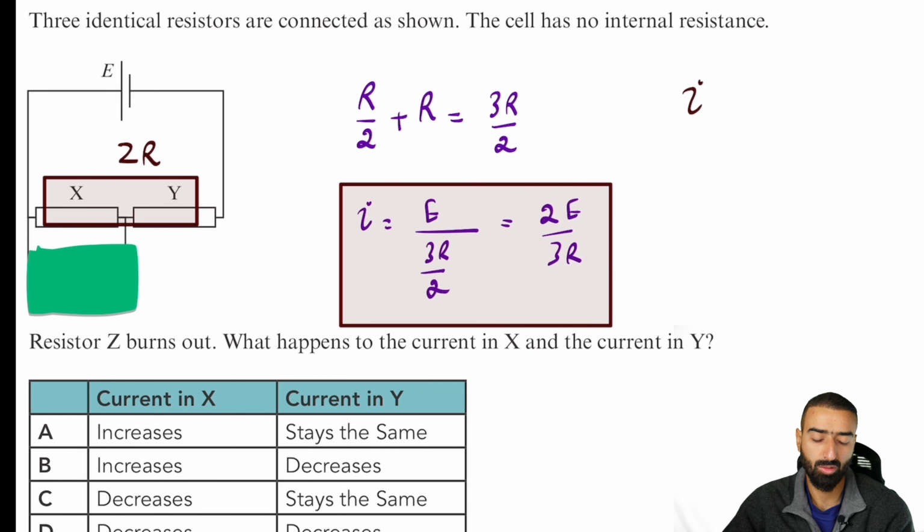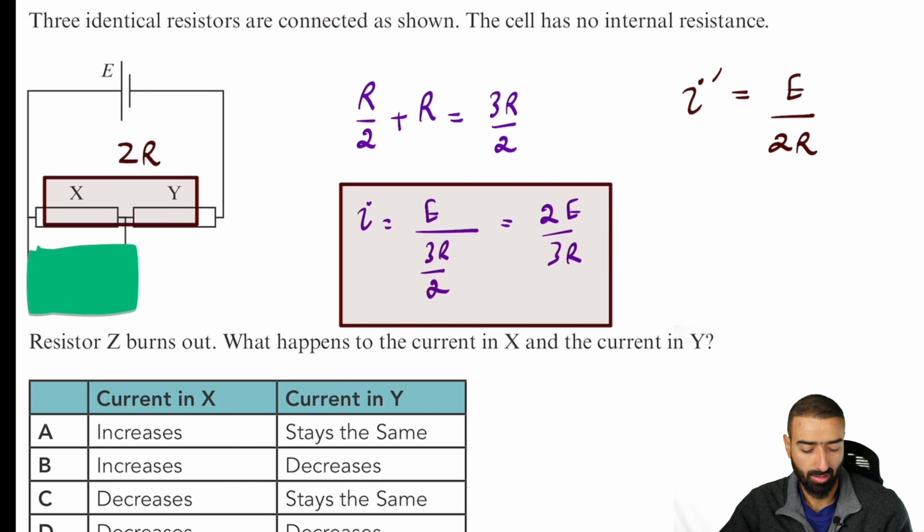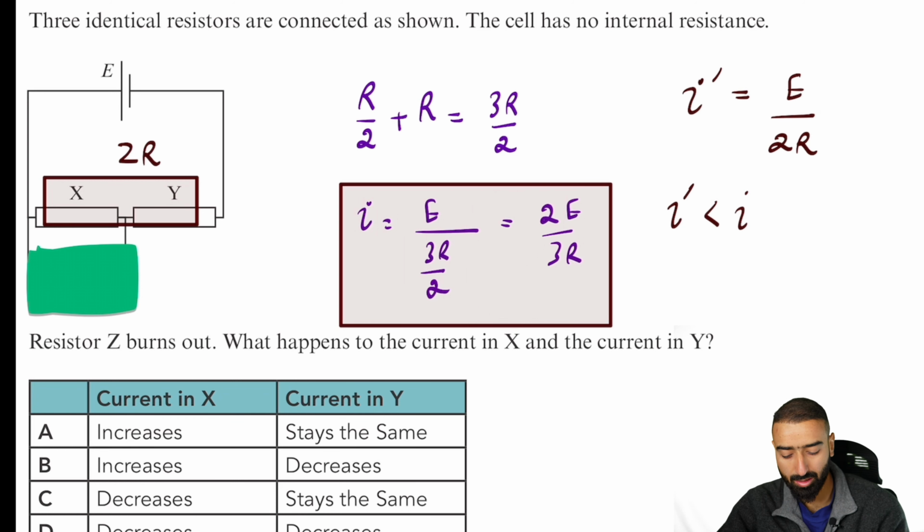That means the new current I prime would be E over 2R. Now I prime is smaller than I. That means the new current is less than the initial current. Therefore, the current through Y has decreased. But what about the current through X?